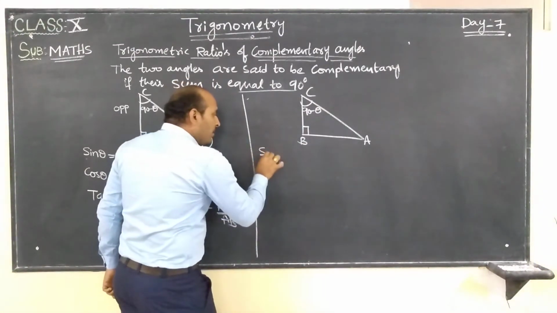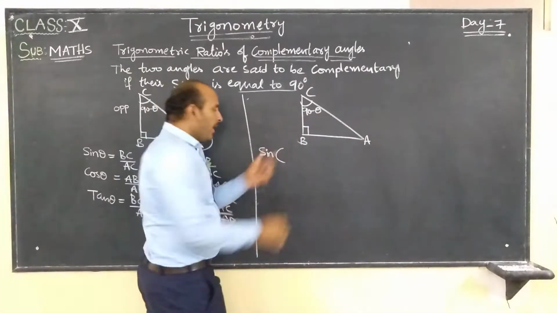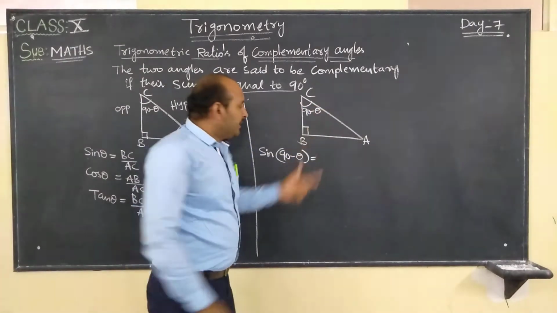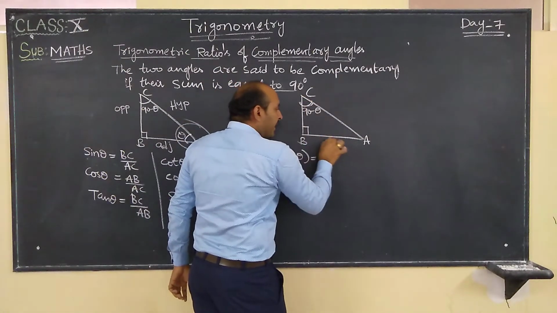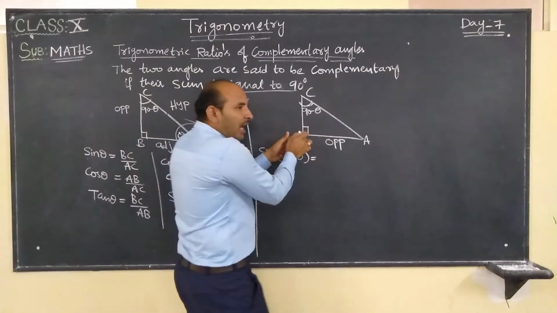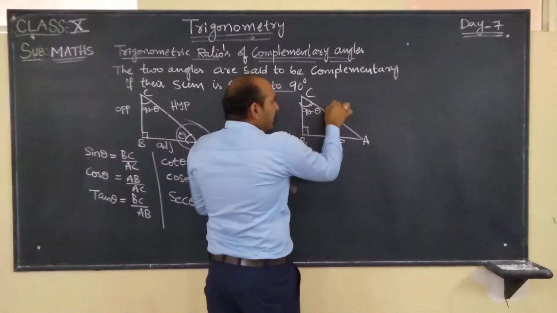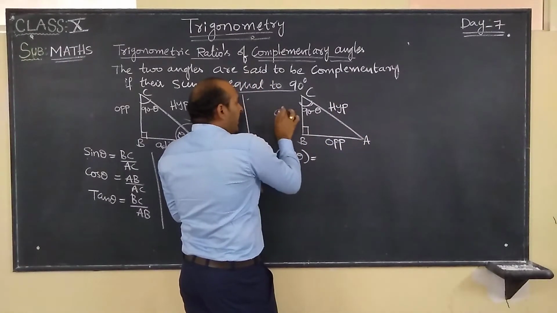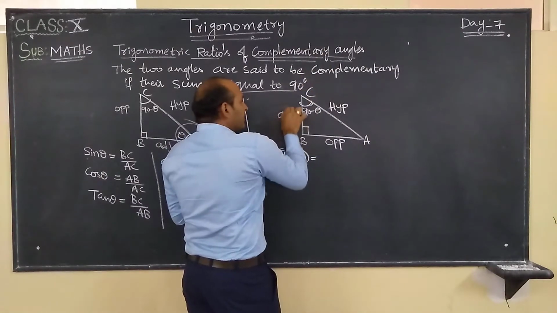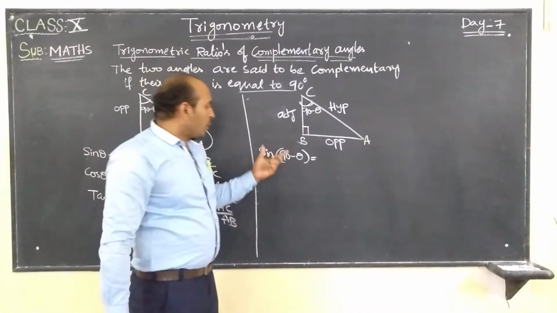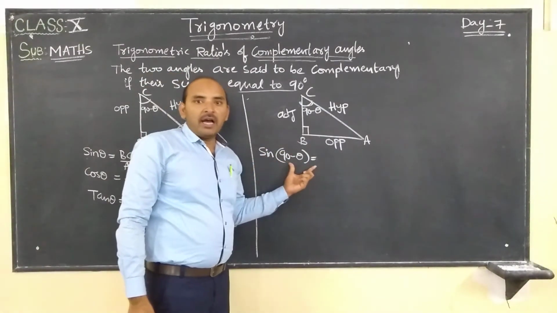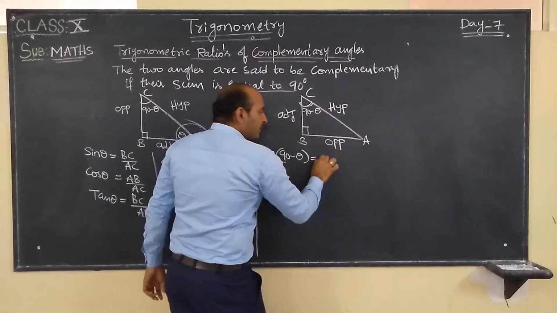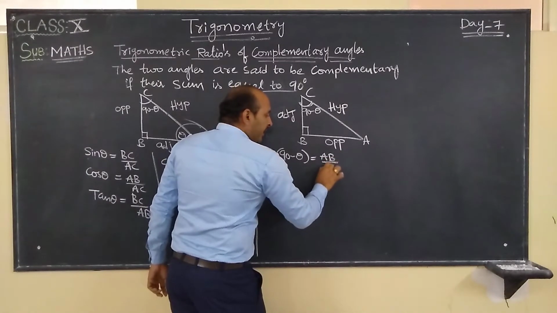That means sine of 90 minus theta is equal to, according to this angle C, this position is clearly the opposite side. This is the opposite side and exactly opposite to this AC side, this is the hypotenuse. And now exactly opposite angle A, this is the adjacent side. So now sine of 90 minus theta is equal to opposite side divided by hypotenuse, that is AB divided by AC.